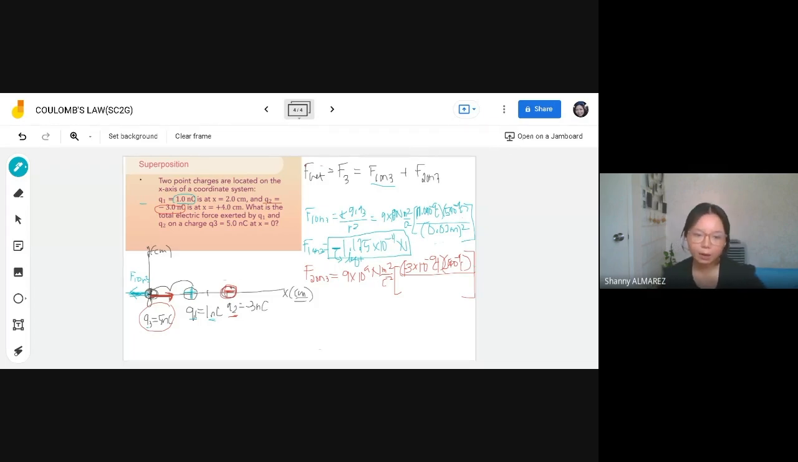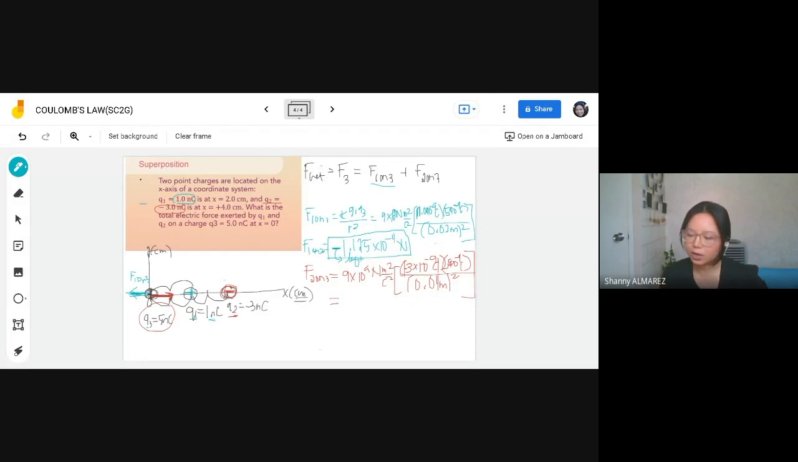How far are they from each other? Is it the same as our previous value, or is this relatively farther from Q3? It is farther, because we have 1, 2, 3, 4 units away from our Q3. Therefore, what value do we expect here? Their distance from each other is 0.04 meters.